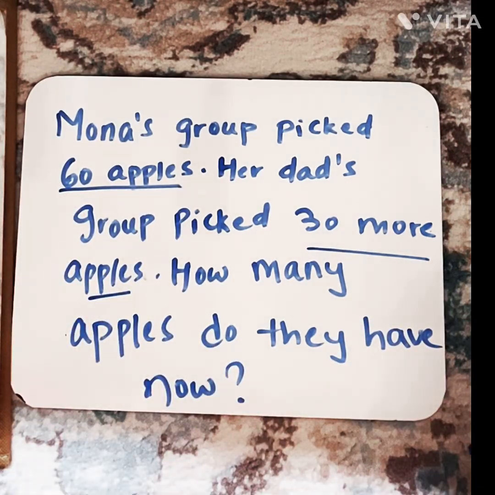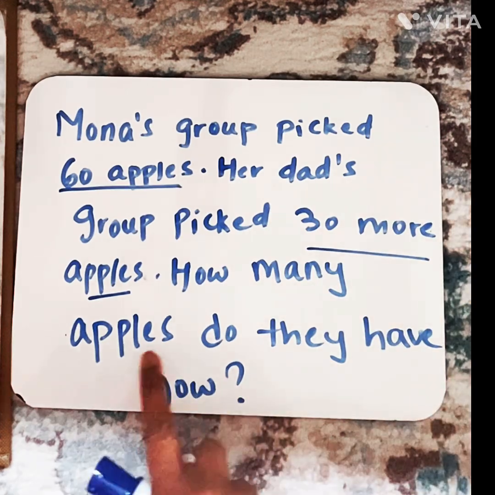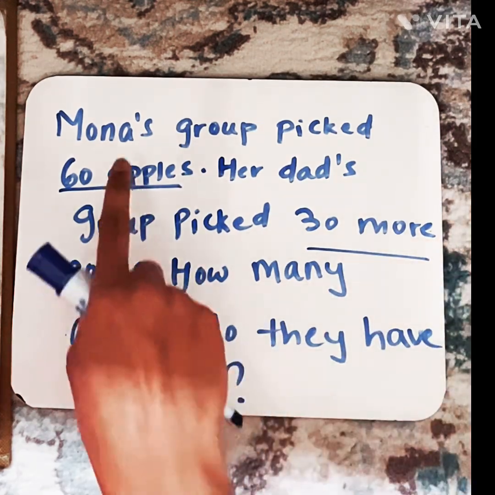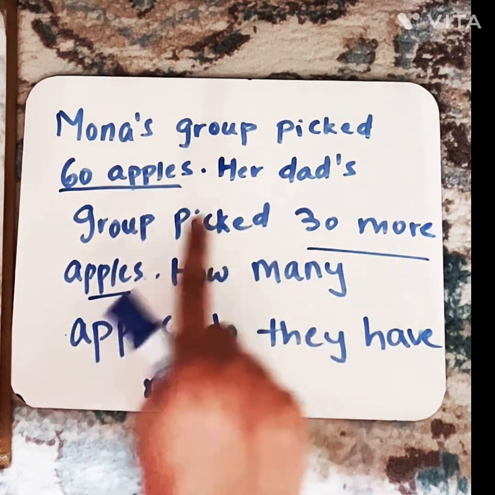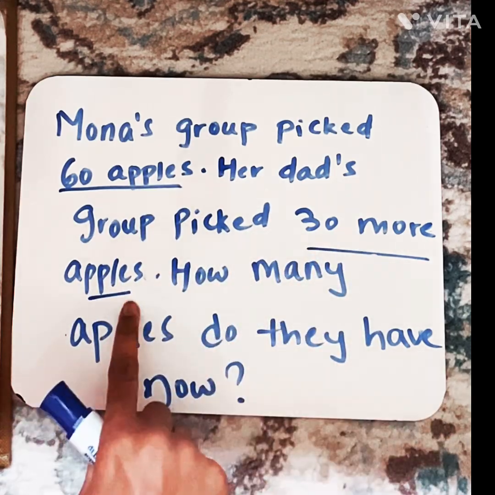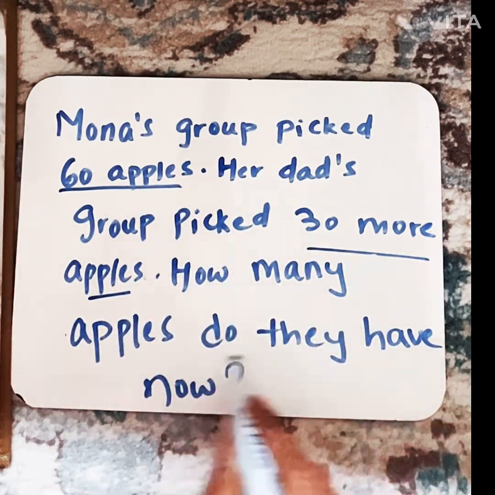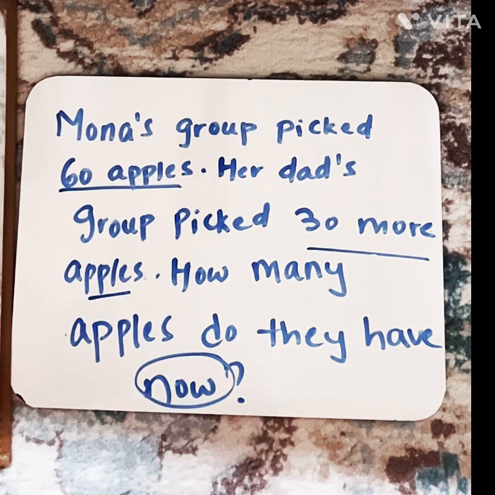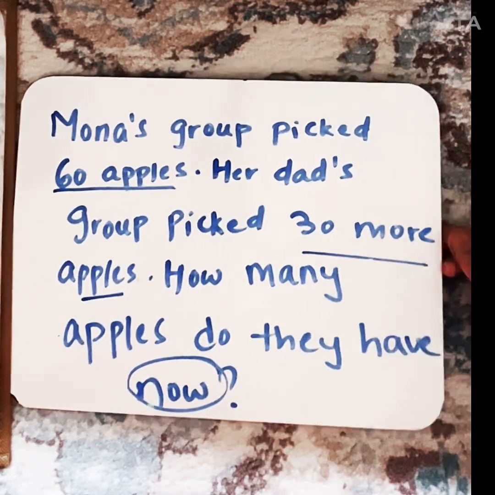Now I'm going to read for the third time and I'm going to focus on what is being asked. Mona's group picked 60 apples. Her dad's group picked 30 more apples. How many apples do they have now? So I have to find out how many total apples they have now.